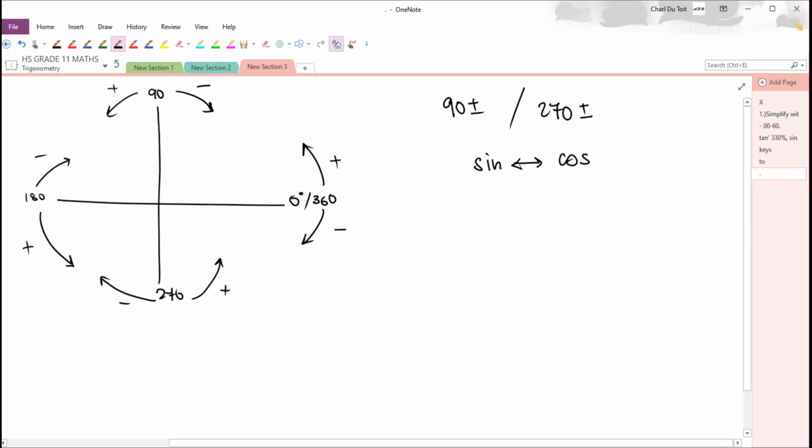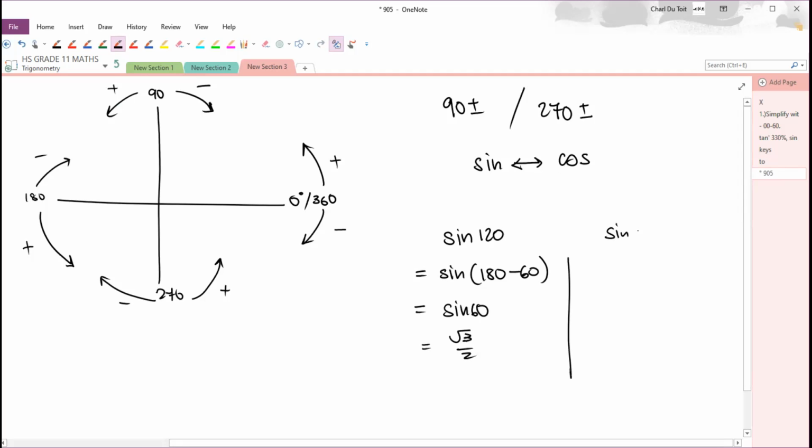So, for instance, let's go back to sin 120. We did it this way. We said that's the same as sin of 180 minus 60 degrees. And that will be second quadrant, so it would be positive sin 60. And then we read that from the triangle and we got root 3 over 2. But you could also have done it this way.